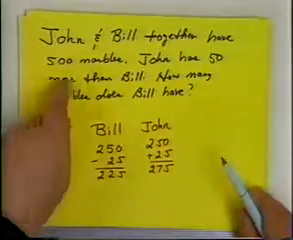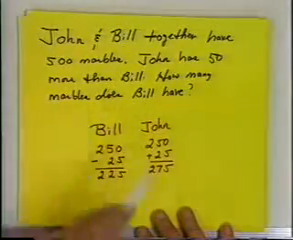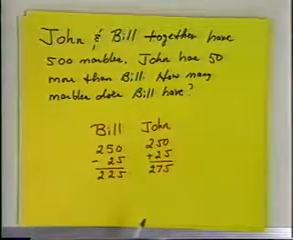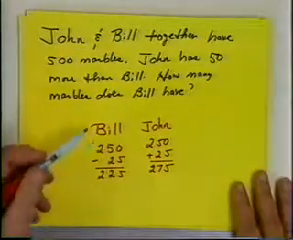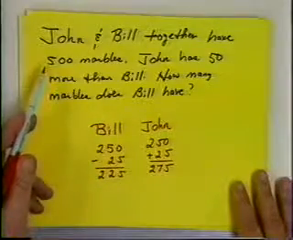This time I say John and Bill together have 500 marbles. John has 50 more than Bill. How many marbles does Bill have? Well, let me show you a different way. You could make the chart again, but let me show you another way of doing this.